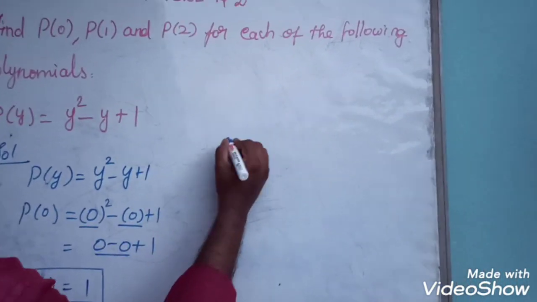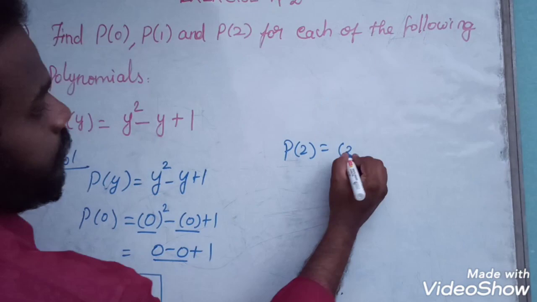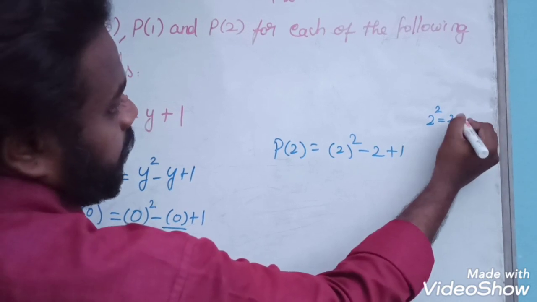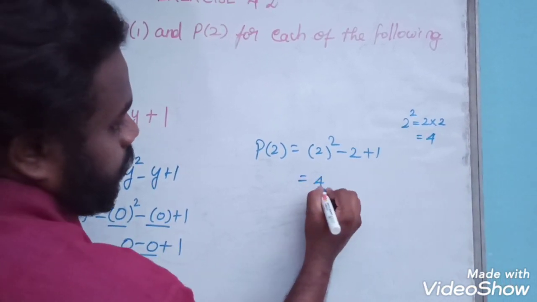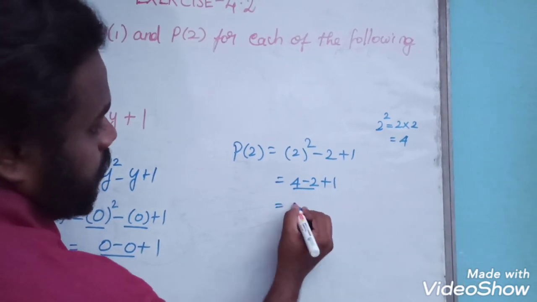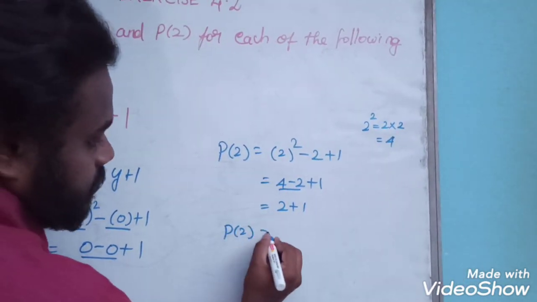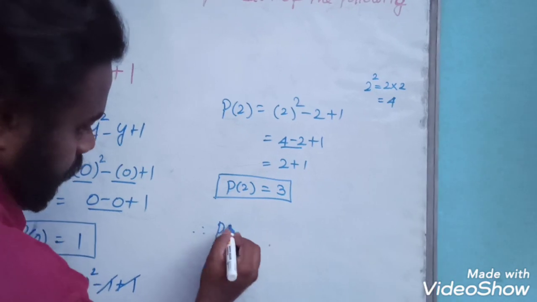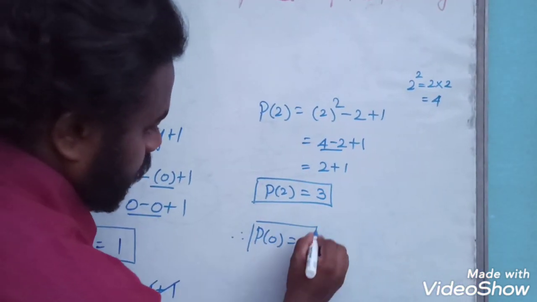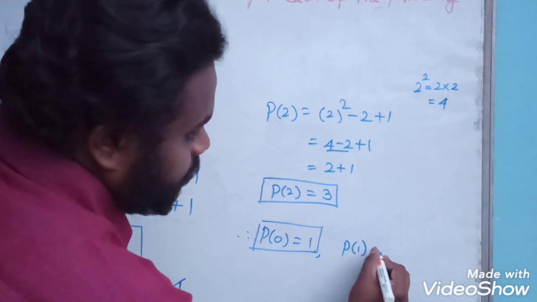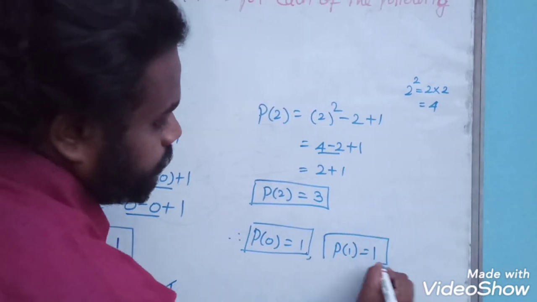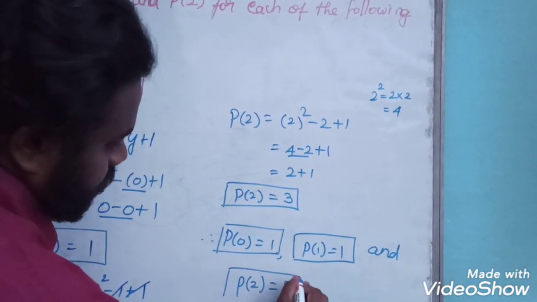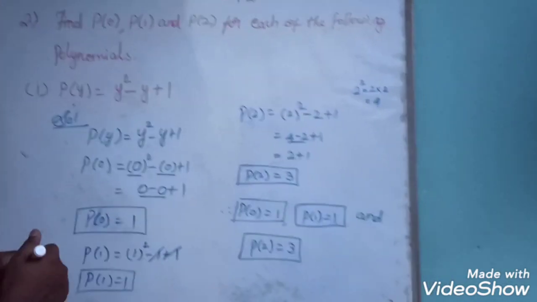Next we substitute 2 instead of y. P of 2 is equal to 2 square minus 2 plus 1. That means 2 square can be written in the form 2 into 2 equal to 4. So 4 minus 2 plus 1. 4 minus 2 is 2, plus 1. So p of 2 is equal to 3. So finally we find the 3 values. Therefore p of 0 is equal to 1, we substitute 1 and we get 1, and the third value, instead of y we substitute 2 and we get 3. The same way we have to find the second question.